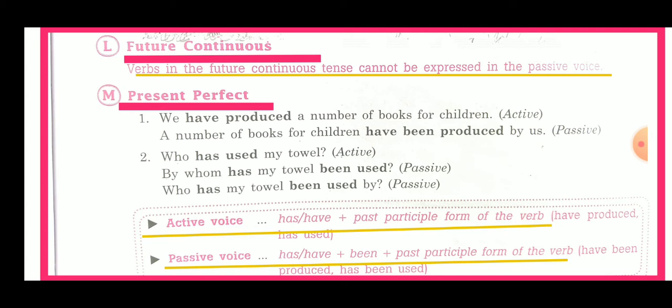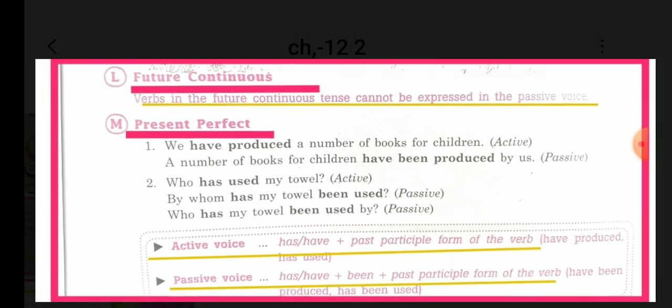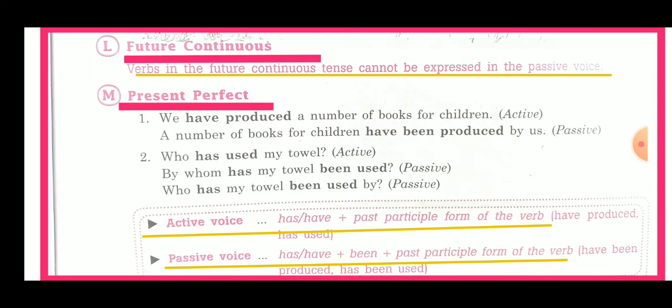So like we have produced a number of books for children. Have plus third form is changed into have plus been plus third form. A number of books for children have been produced by us. So this is the rule regarding present perfect tense, and we are learning the rules with the help of examples.